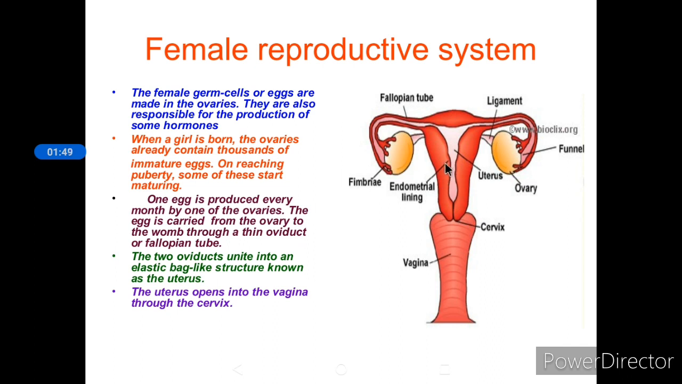So what happens in every female or girl child: the immature eggs are present as they are born, and when they reach puberty or the adolescence age, every month one egg will mature in one of the ovaries and be brought into the womb through the small tube known as the fallopian tube or oviduct. And this is the uterus, and the uterus opens into the vagina through the cervix.